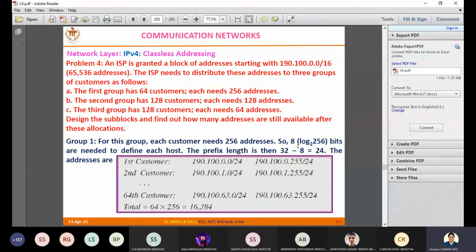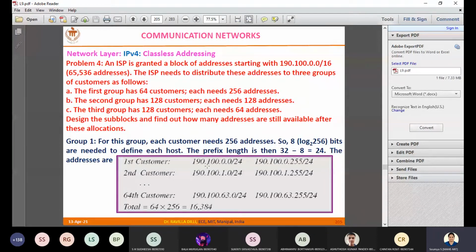Therefore, log of 256 to base 2, which is 8 bits, are needed to define each host. So what will be the prefix length? It will be 32 minus 8, which is 24. So the slash n value over here will be 24. Okay, now that is for the first customer. So what will be the address range for the first customer? It will be 190.100.0.0/24 up to 255 addresses, isn't it?